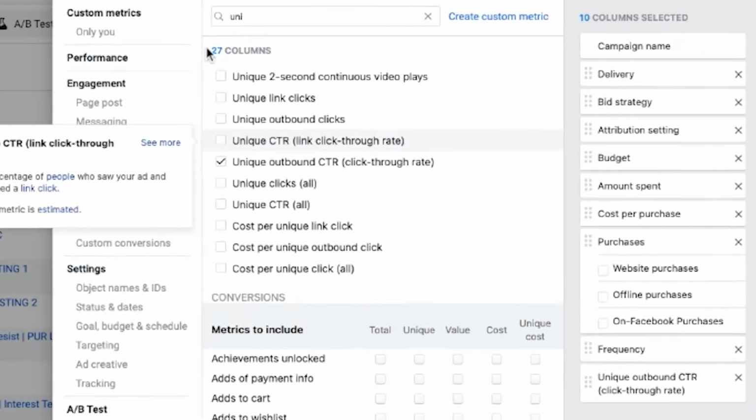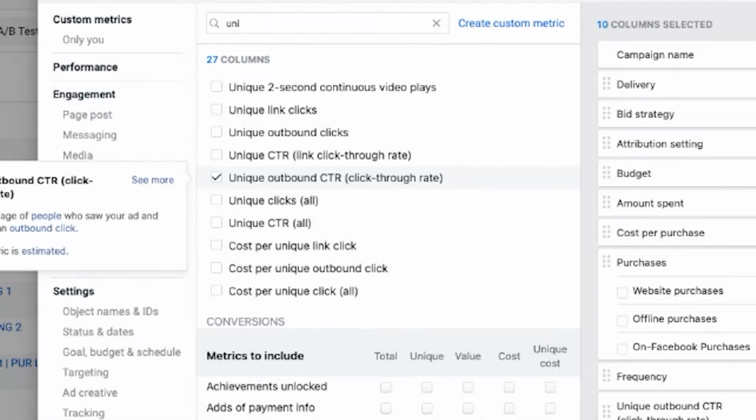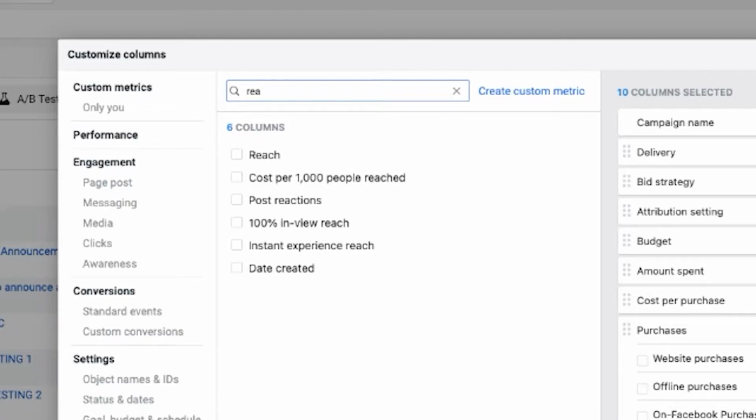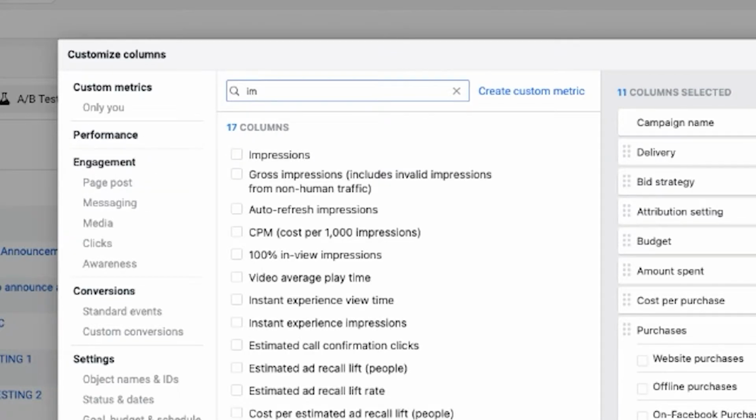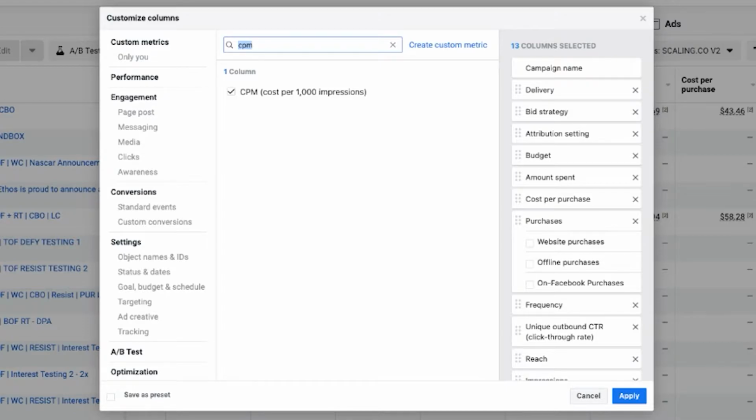All right, next is unique outbound CTR, because I want to only see clicks that take people off of the platform. So we'll add that there. And then we can take a look at the reach, impressions, how many people did we reach? How many times did we reach them? You know, how many times were our ads on the screen? What was our cost per 1,000 impressions?